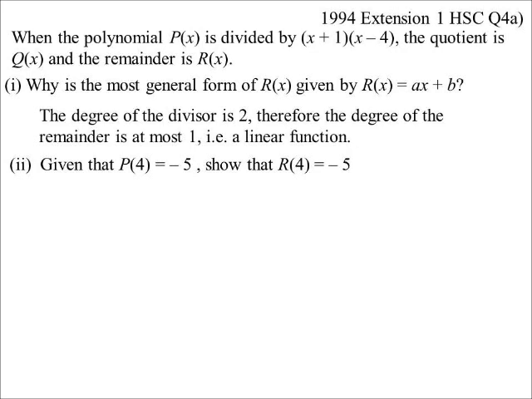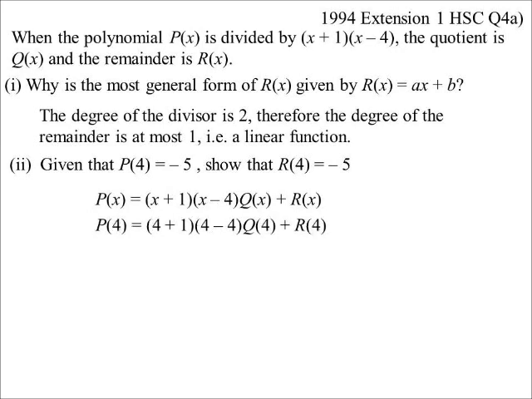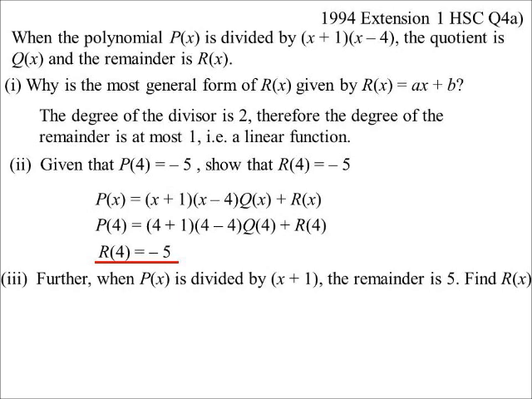Now they give us a bit more information. Given the polynomial 4 is negative 5, show that remainder 4 is negative 5. Okay. Well, there's our algorithm. X plus 1, x minus 4, qx plus the remainder x. If I sub in 4, look what happens. The first bit disappears, and I get that the remainder 4 must be negative 5, because the remainder 4 is equal to polynomial 4, which they told me was negative 5. Further, when it's divided by x plus 1, the remainder is positive 5.